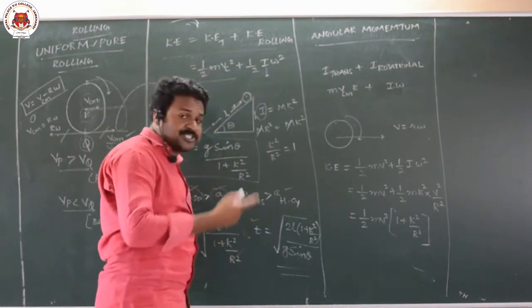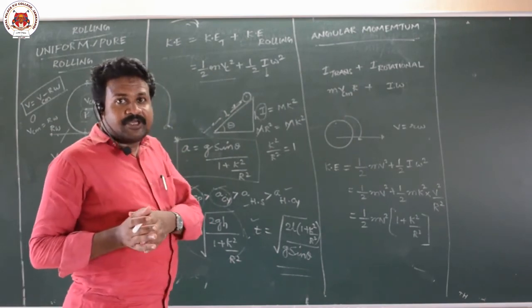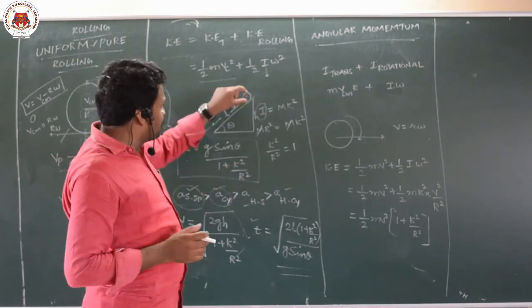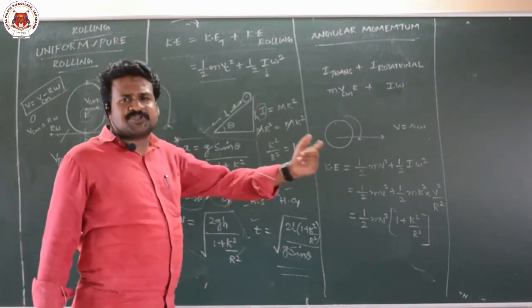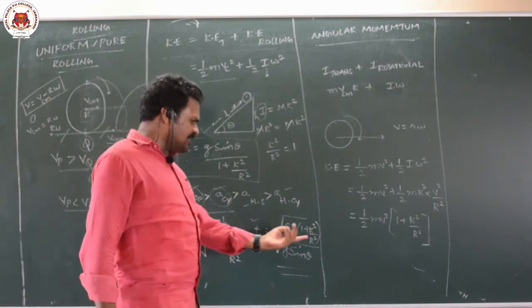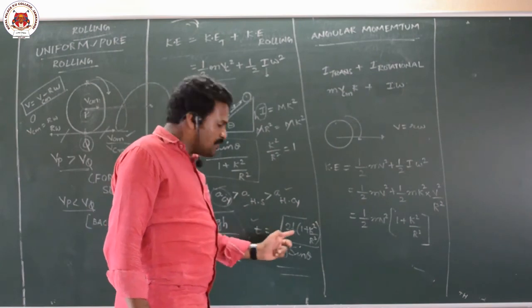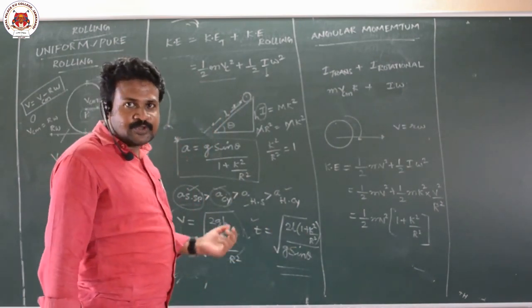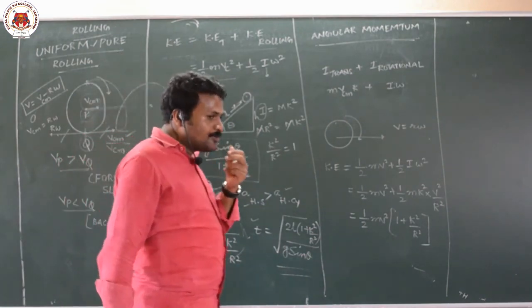Which one reaches first? They may ask: one solid sphere, one hollow sphere, one solid cylinder and a hollow cylinder are dropped from the same inclination from rest. Which of the following may reach first? That means you can take the time formula, everything else is the same. Time is proportional to root of 1 plus k square by r square. From that you can calculate the time taken to reach the bottom. So this is all about rolling motion.